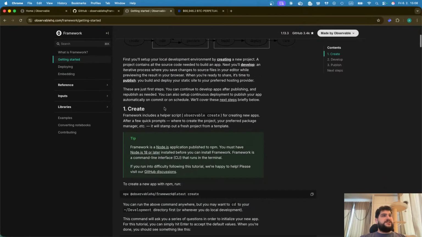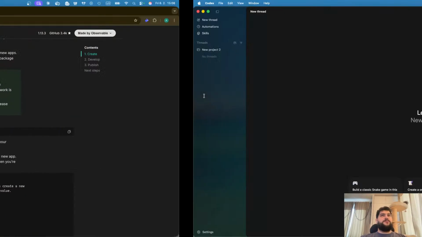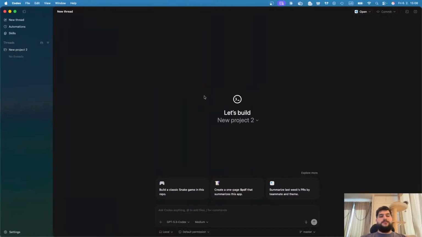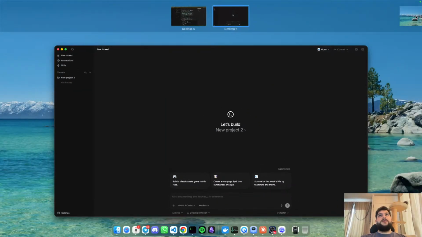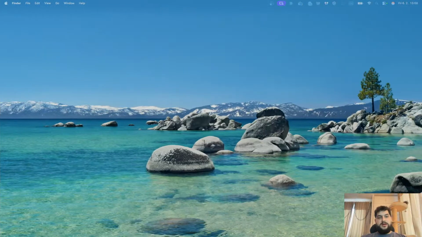Okay, so let's start by installing Observable into some folder. What I'm going to need here is an additional terminal. Give me a second, I'll bring one up here.